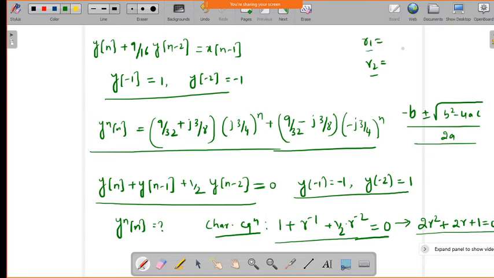Anybody got r1 and r2? Minus 1 by 2, both are minus 1 by 2? Check it once. So you check the B value. What is the B value here? B value is equal to 2, A value is equal to 2, C equal to 1.